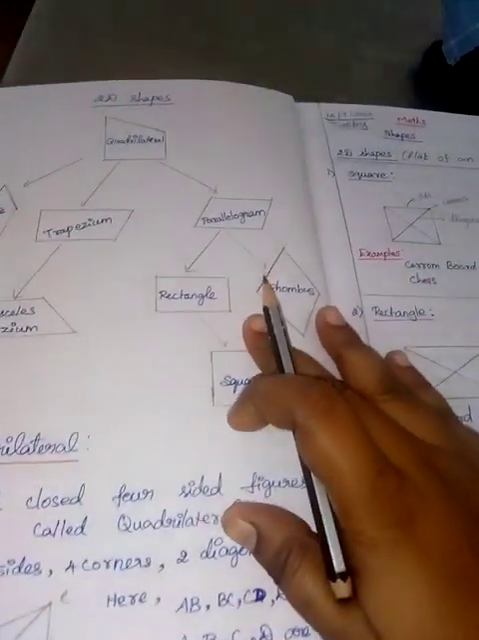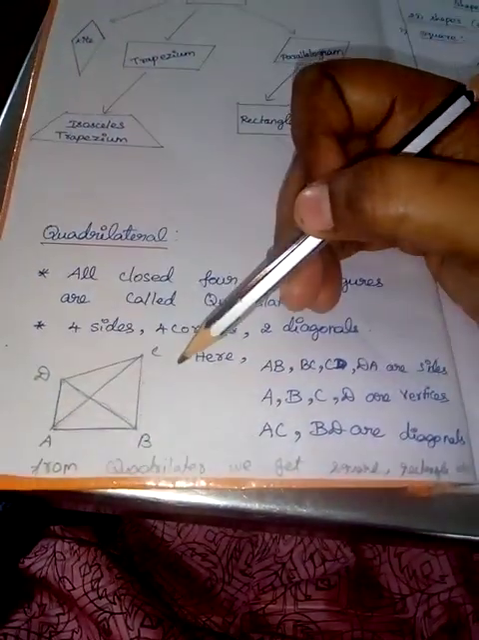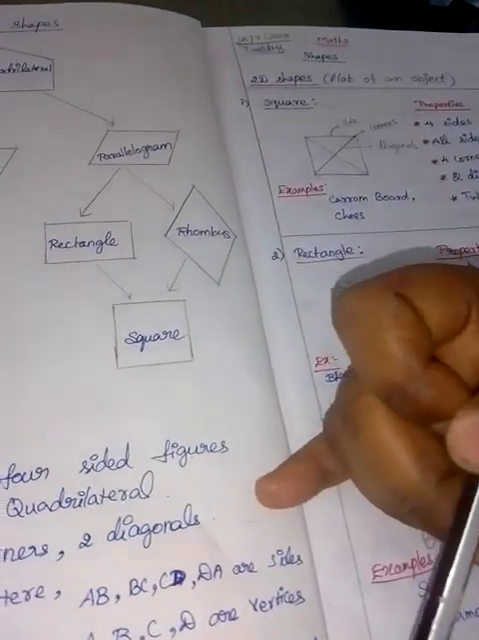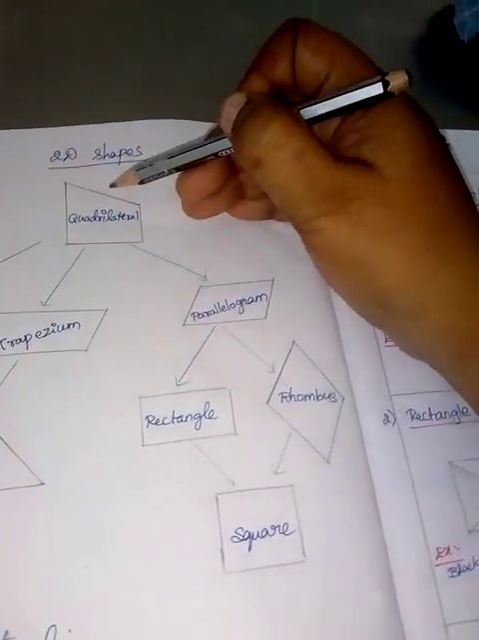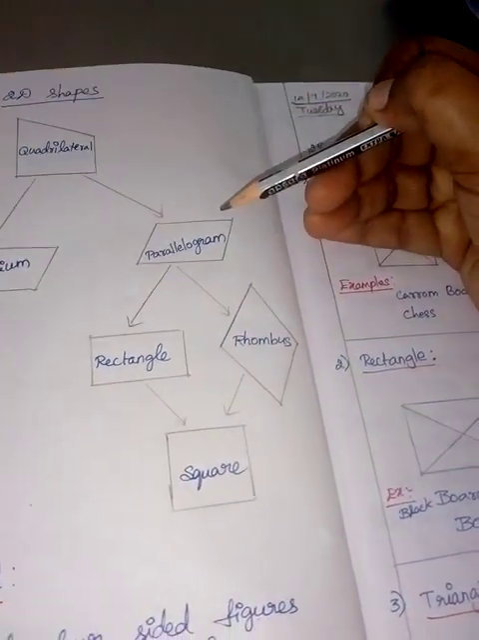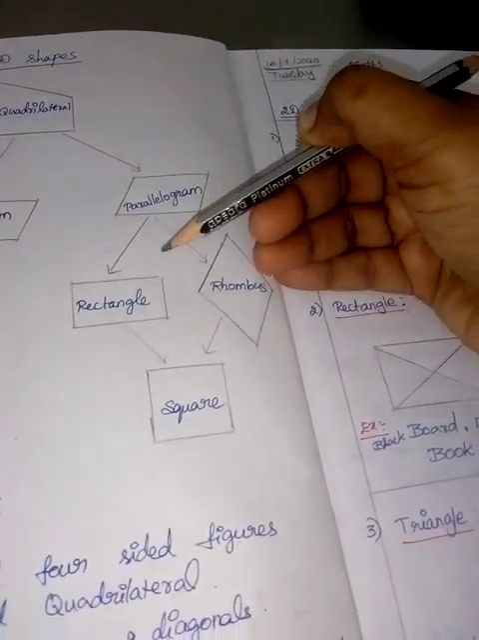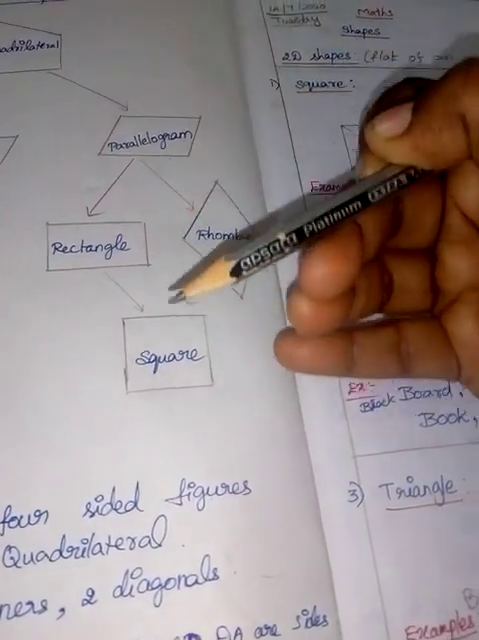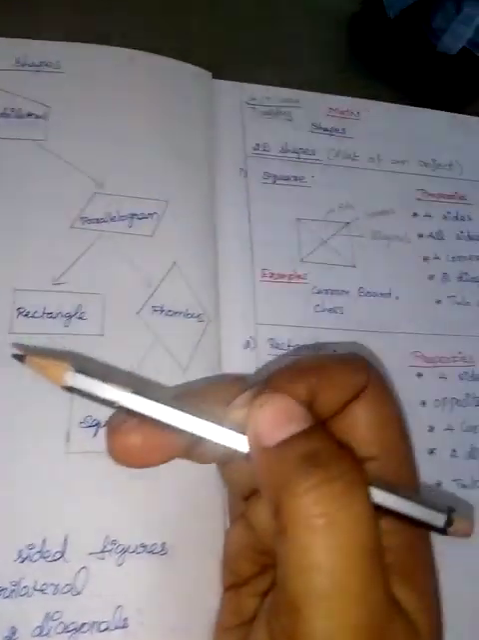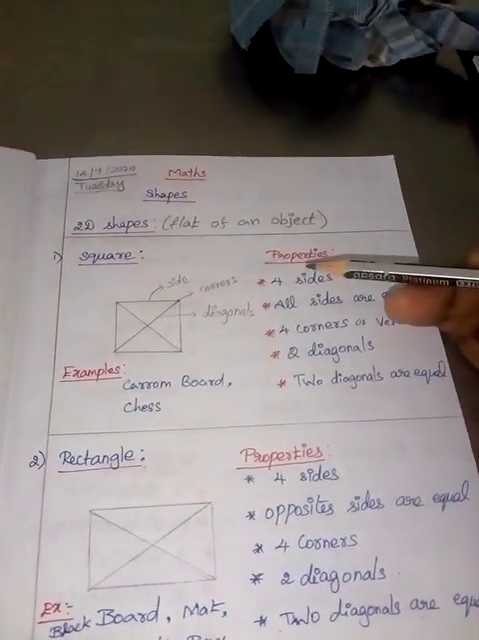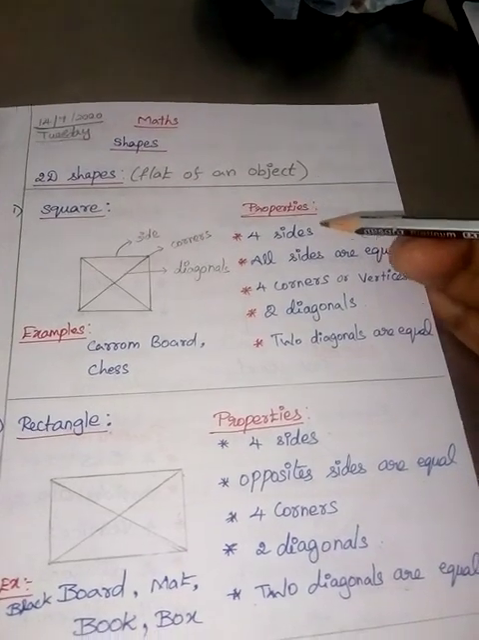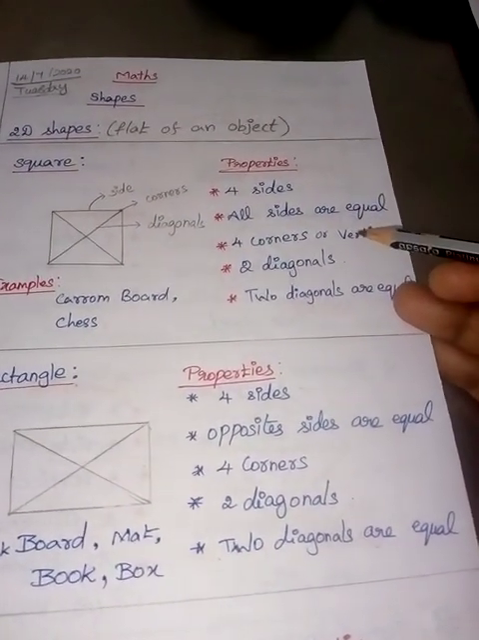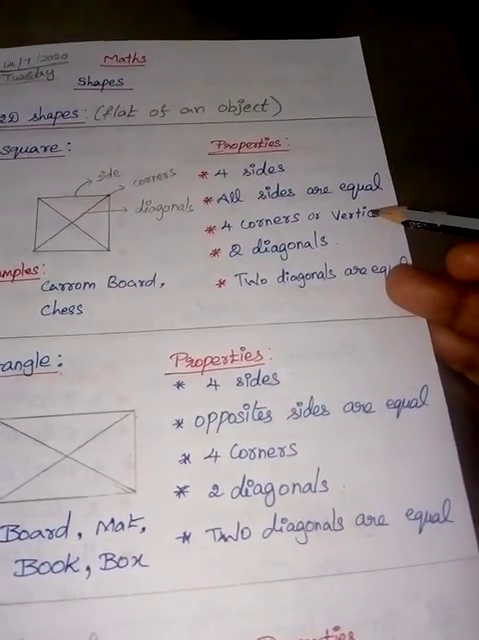From a quadrilateral we get square, rectangle and others. From a quadrilateral we get a parallelogram. From a parallelogram we get rectangle and rhombus. From rhombus and rectangle we get square. Now we see the properties of a square. Square properties: four sides, all sides are equal. Four corners are also called vertices.